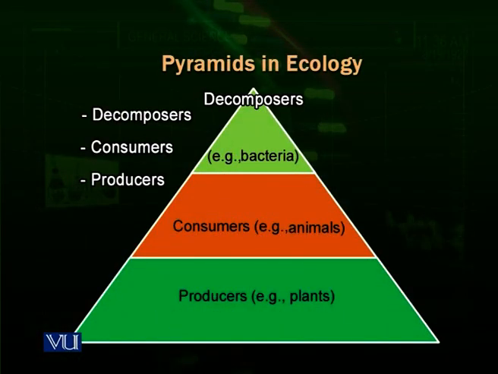At the base, you can see that producers are the larger part of the pyramid. They have to be more because they have to produce food, and then provide food to the next level, consumers. Consumers are fewer in comparison to the producers. And then the decomposers are fewer still, their number is lesser than that of consumers. So, this makes an ecological pyramid.